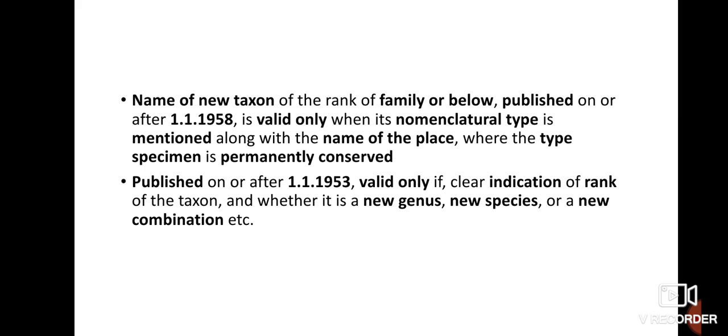The name of a new taxon of the rank of family or below published on or after 1/1/1958 is valid only when its nomenclatural type is mentioned along with the name of the place where the type specimen is permanently conserved. If it is published on or after 1/1/1953, it is valid only if there is a clear indication of the rank of the taxon and whether it is a new genus, new species, or a new combination, etc.